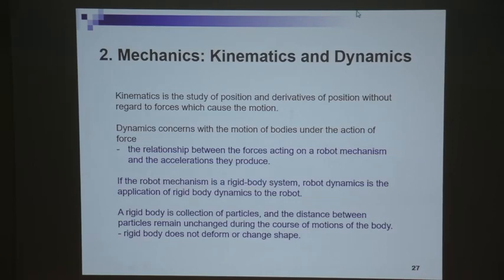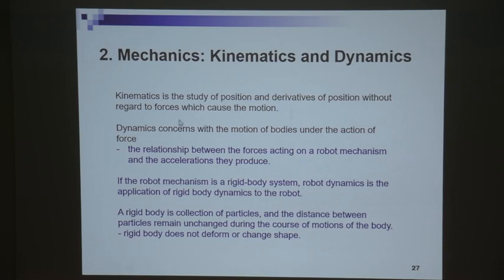So when we talk about mechanics, we're talking about the kinematics and dynamics. Kinematics is the study of position and derivative of point position without regard to force which causes the motion. So if I say this pencil moves from here to here, and I'm only representing the positions, this is essentially kinematics. What matters in kinematics is the position and derivative of the positions. Dynamics will involve more. When we talk about dynamics, we are concerned with the motion of the body under the action of force.